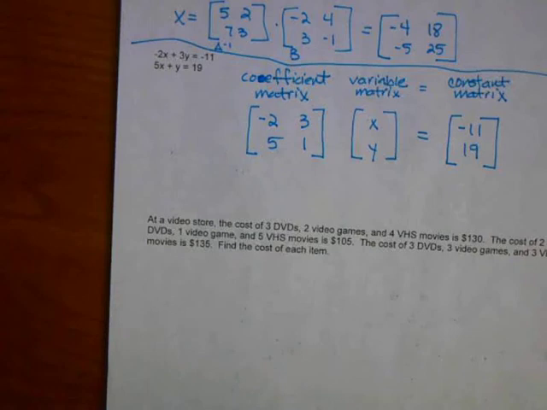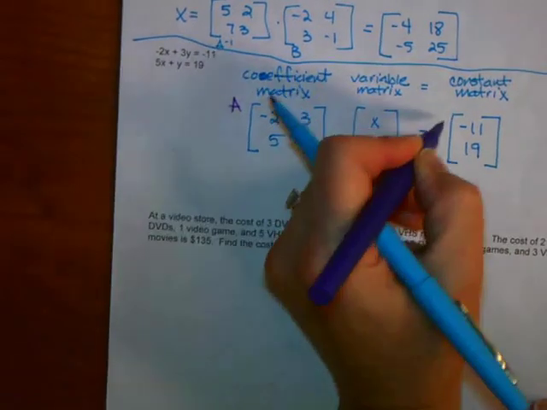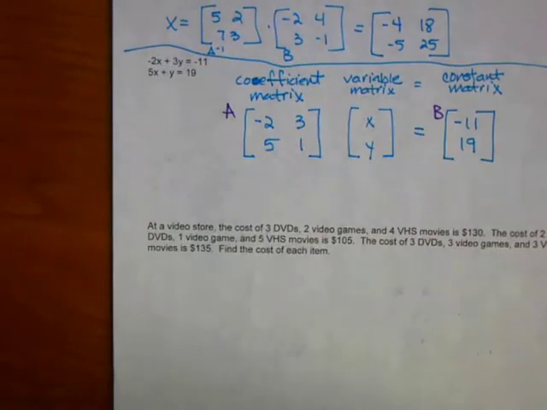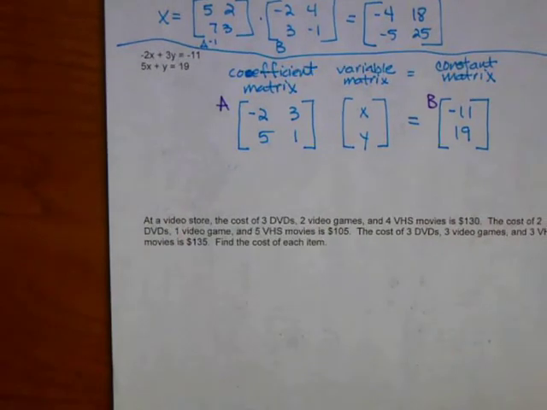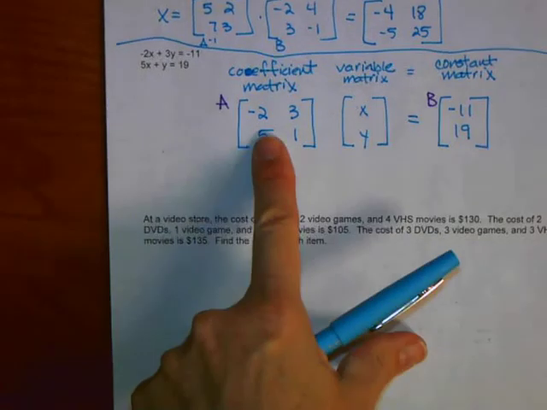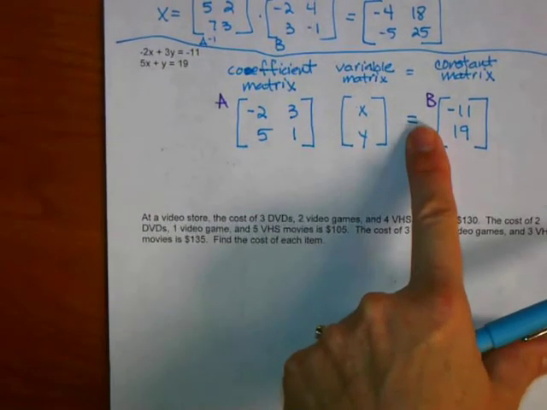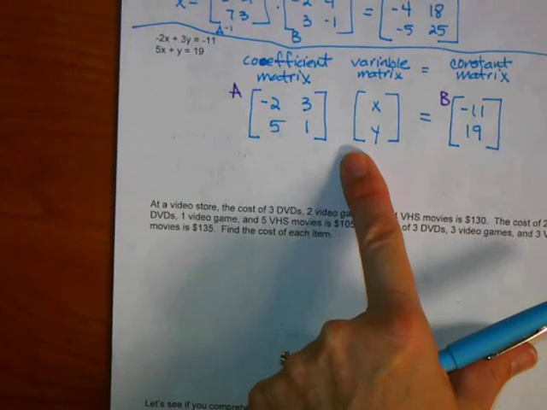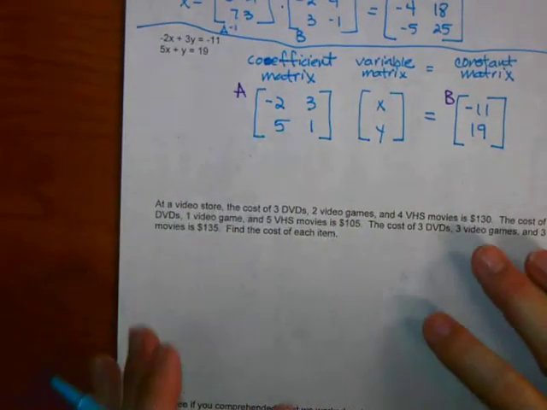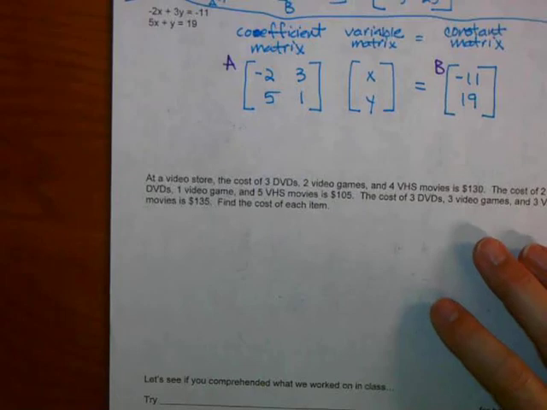If I label these A and B, does anybody have any idea how I could solve for my x and my y? What do you think, Amanda? The inverse of the coefficient matrix. You find the inverse of this, and you multiply it by B. And it's going to give you your x and y. Yes, it will. So let's do it on the calculator, shall we?